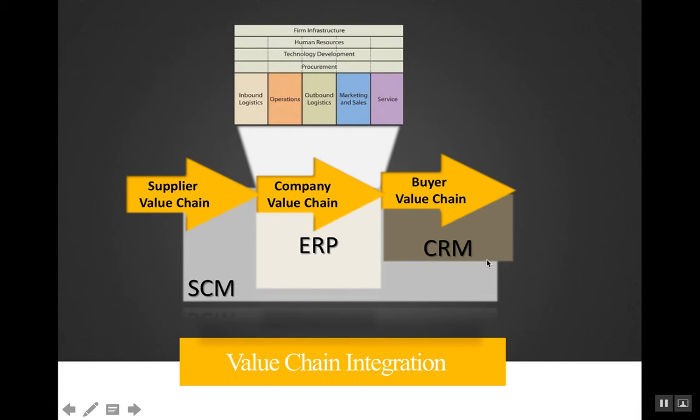Conversely, the CRM functionality is focused on interrelating the company value chain with the buyer value chain, basically the customer value chain. All right, so if we think of these things in terms of the value chain, ERP implements the internal value chains. SCM manages the relationship between the supplier value chain and the internal value chains, and CRM is focused on the relationship between internal value chains and the customer value chains.